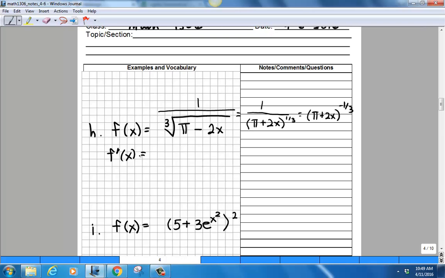So, all right, see if y'all can write down the rate of change now of pi plus 2x to the minus 1/3 power. And once you've got it written down, you don't have to try to simplify it algebraically. Just get it written down in its raw form. That'll be good enough.